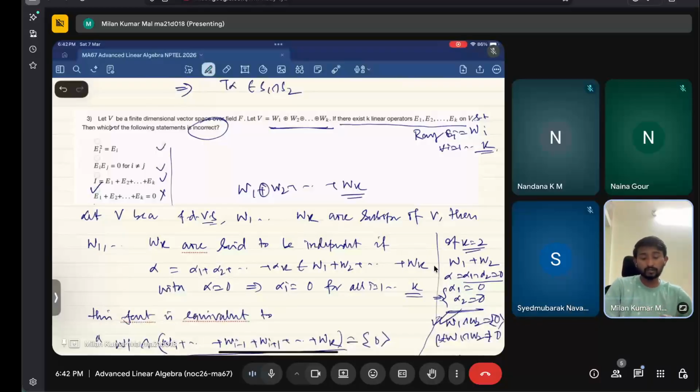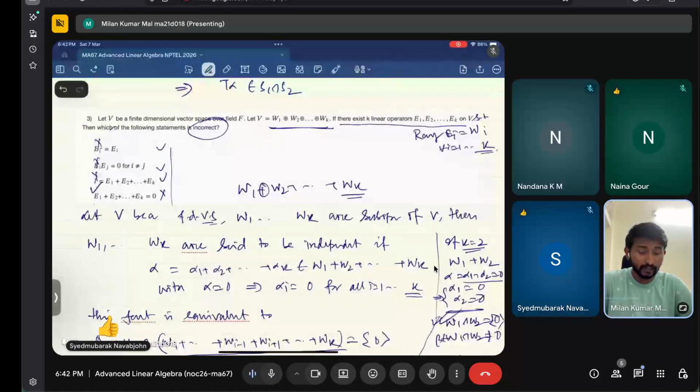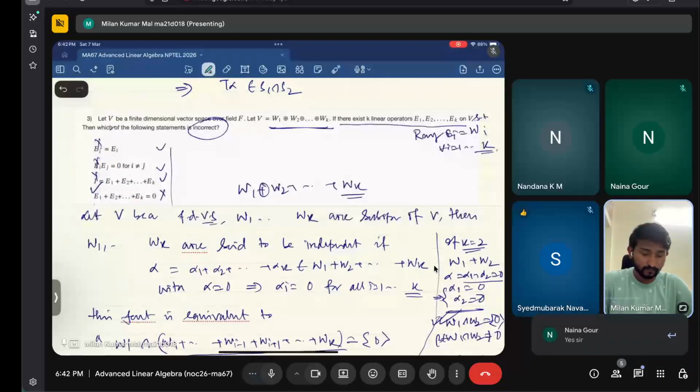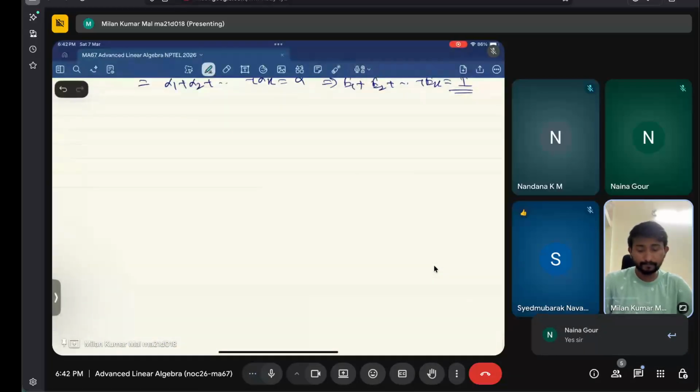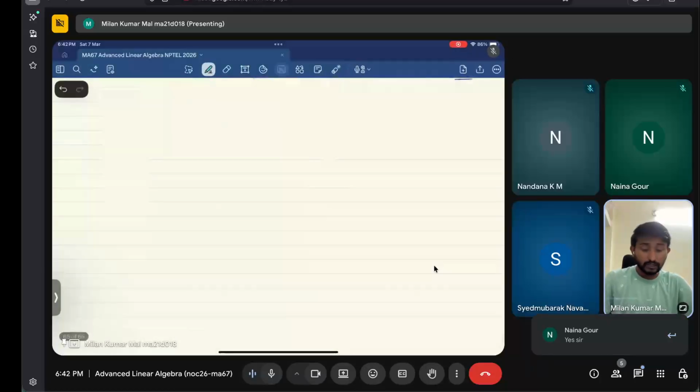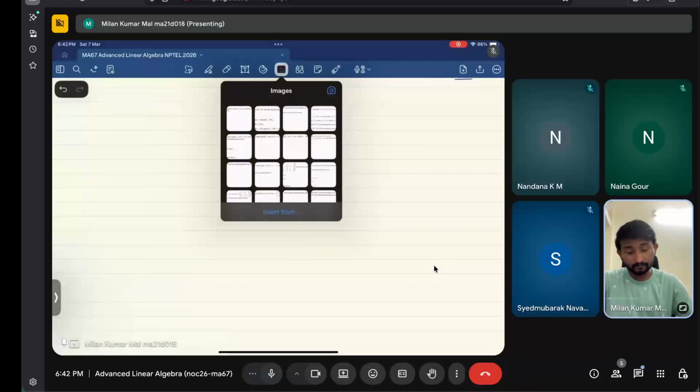What is the correct answer to this question? The correct answer is the last one, because E1 plus E2 plus Ek is 0, and that's not correct. So this is what it is. Is it clear? If you have any doubt, you can ask. It is very easy, very trivial. So let's go to the next problem.